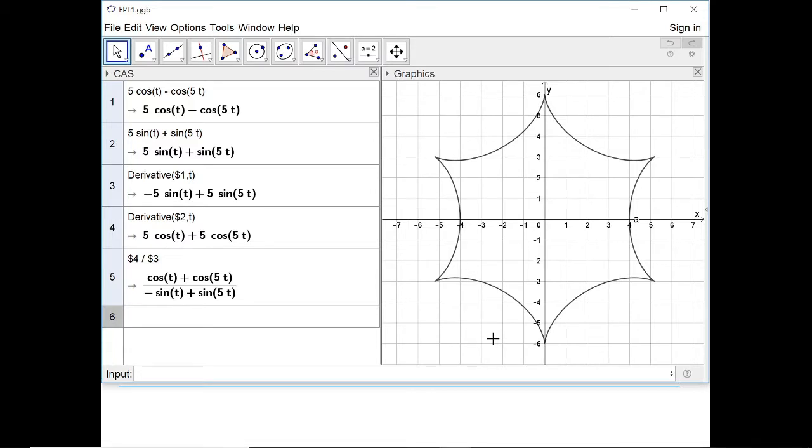So this is what we did in GeoGebra last time. We worked out the derivative as cos t plus cos 5t over minus sin t plus sin 5t. What we need to do now is look at the numerator and the denominator there and find out when it's 0. So starting with the denominator, I want to solve sine of 5t minus sine of t equal to 0.